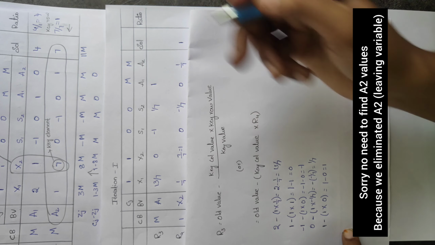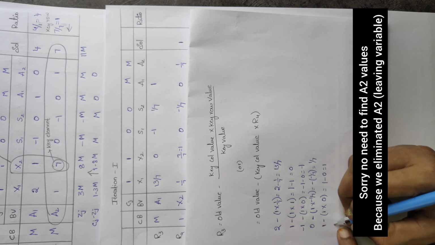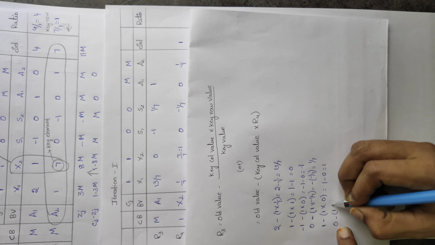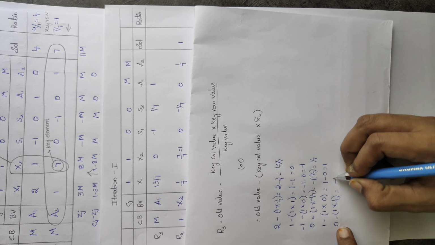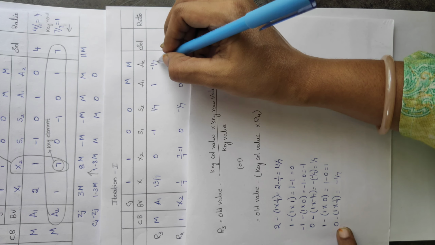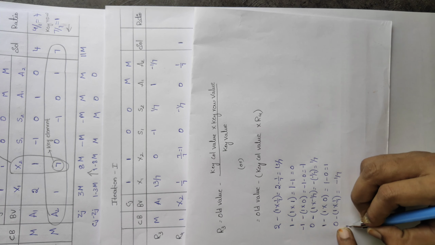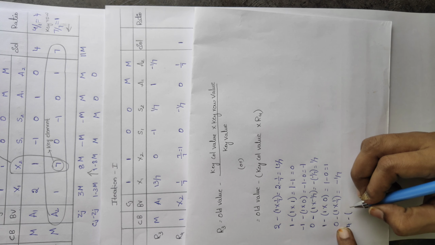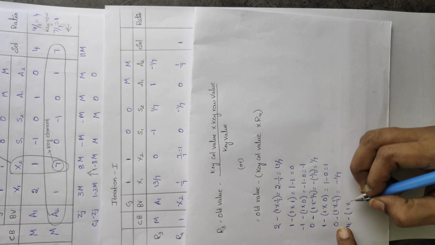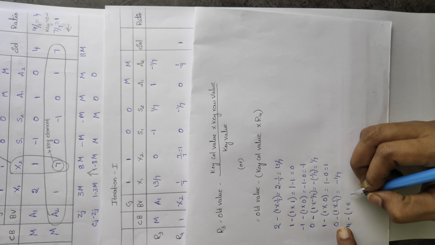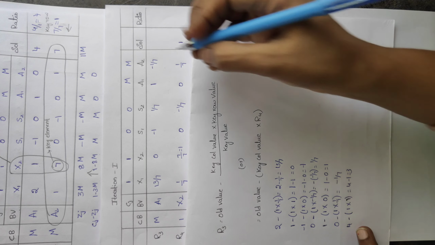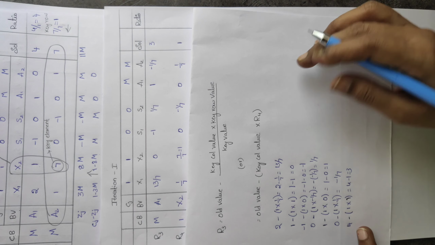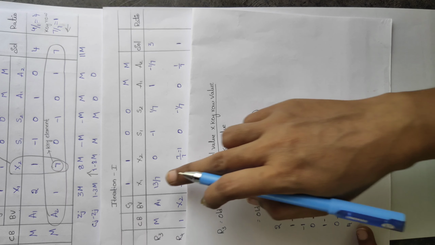Next we have to find the A2 value. The old value is 0, minus the key column value 1 into the R4 value 1 by 7, which equals minus 1 by 7. Here the old value is 4, minus the key column value 1 into the R4 value 1. 4 minus 1 equals 3. That means the solution is 3. This is the way to find the R3 values.